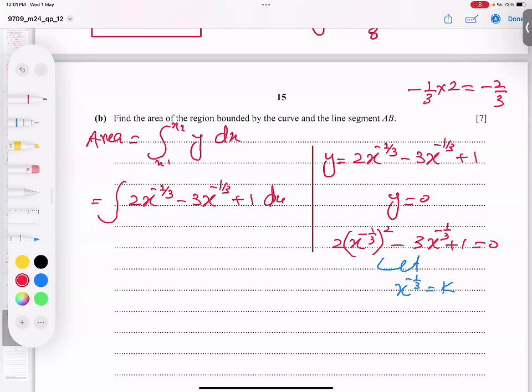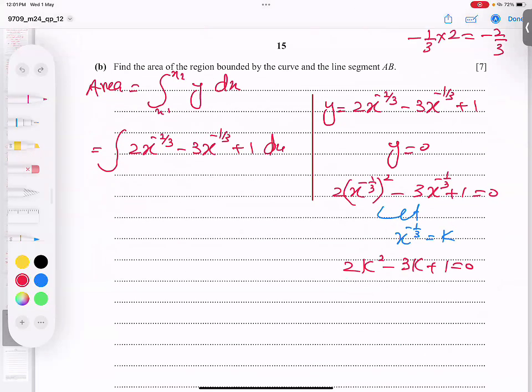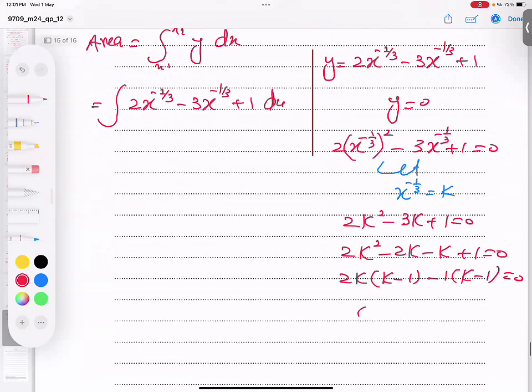K. When I assume K, I got 2K squared minus 3K plus 1 equal to 0. Factorization: 2 ones are 2, negative 2k, negative 1k, and plus 1 equal to 0. 2k common, k minus 1, minus 1 common, k minus 1. And I got k minus 1, 2k minus 1. Two answers, k equals 1 and 1.5.